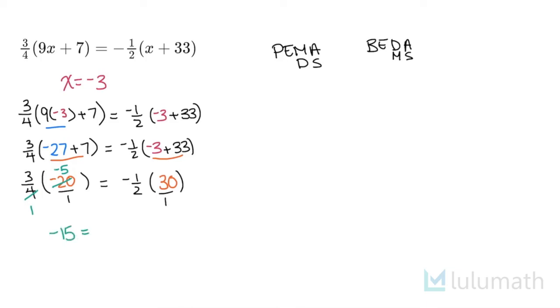Now on the other side, I have 2 and 30, and they're both divisible by 2. So 2 divided by 2 is 1, and 30 divided by 2 is 15. So here I have negative 1 multiplied by 15 over 1 times 1. I don't really need to worry about that 1 times 1. And negative 1 times 15 is negative 15, so it checks. So I know that x equals negative 3 is the correct solution.